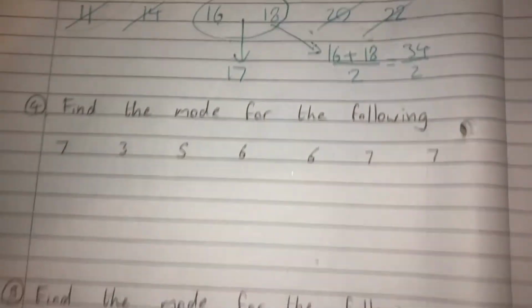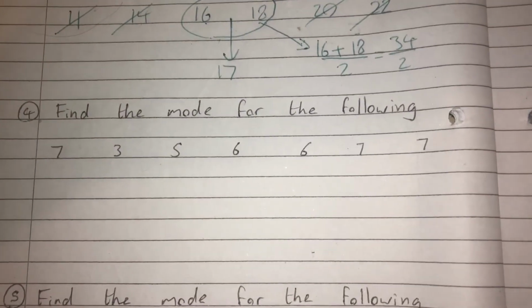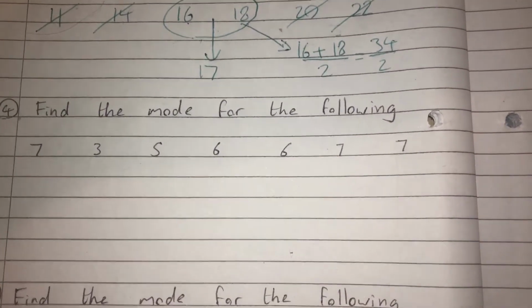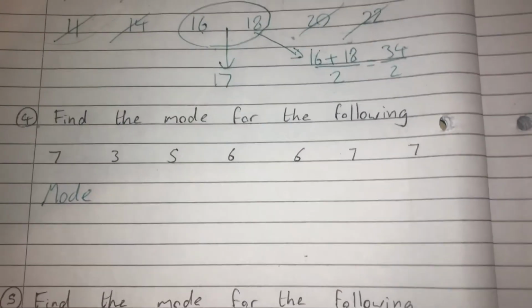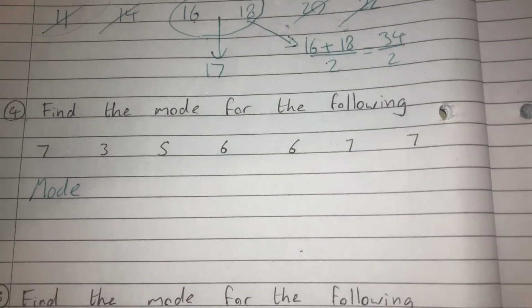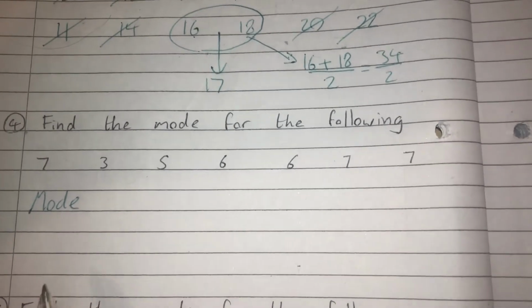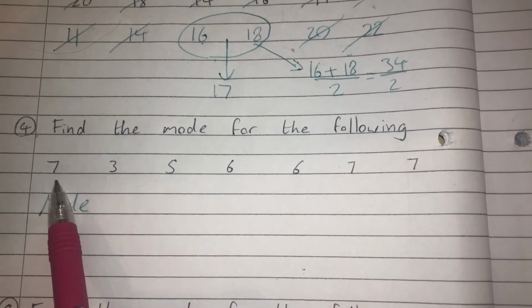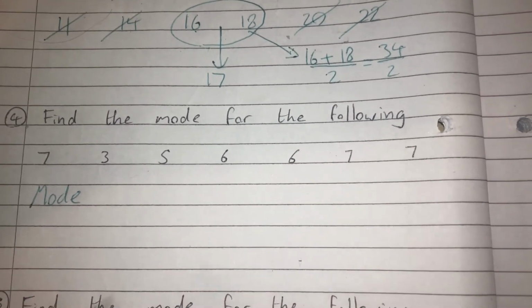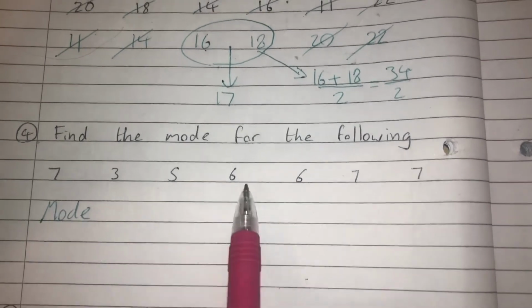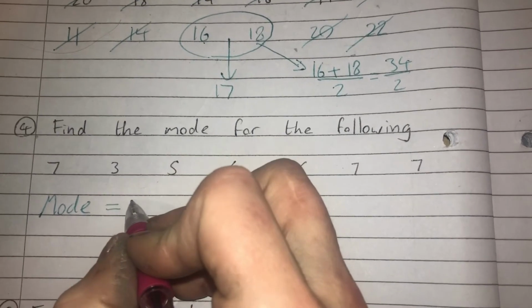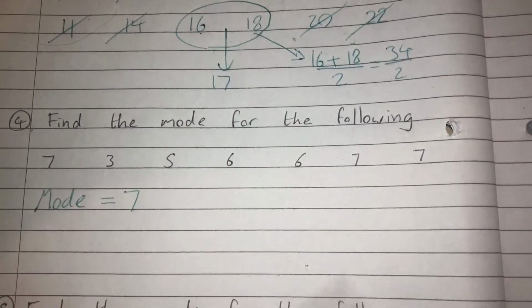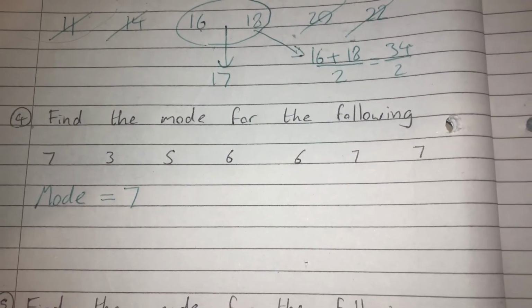Moving on from the median, I'm just going to do 2 examples, very straightforward, where we have to find the mode. The mode is the most common value, and again, like we say, it can be non-numerical data. In this case, it's going to be numerical data because we're dealing with numbers. I have 1, 2, 3, 4, 5, 6, 7 numbers. I have 2 6s, however, I have 3 7s. So the mode for this is 7, as it is the most common number.